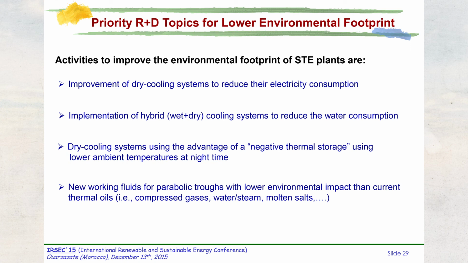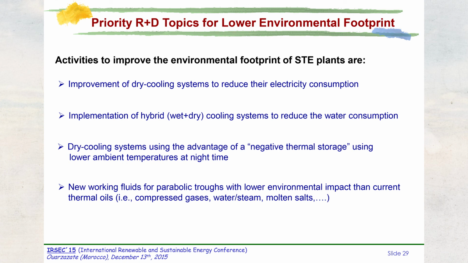So in those plants, we would have 2 storage systems. One storage system to take cold temperatures at night, and a second storage system to store thermal energy from the solar field. Do you understand the conceptual idea behind this concept of negative thermal storage? This is feasible only for those places where the overnight temperatures are much lower than the ambient temperature during sunlight hours, which is very usual in desertic areas.